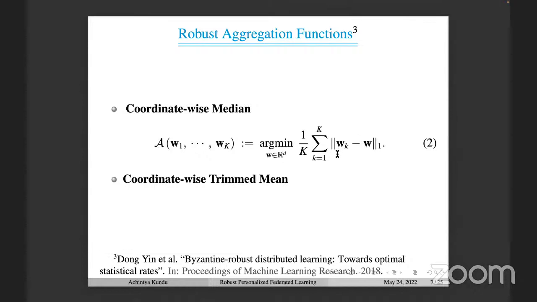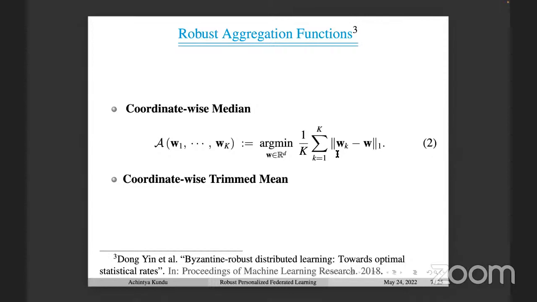There is another robust aggregation function known as the coordinate-wise trimmed mean. Since you are doing it coordinate-wise, you get the set of values, order them, and trim them. By that, I mean you remove the 20% smallest values and the 20% largest values, and then you compute the mean of the remaining ones. That also gives you a robust way of calculating the mean. Using these robust aggregation methods, they have also tried to prove the convergence of the federated learning approach.